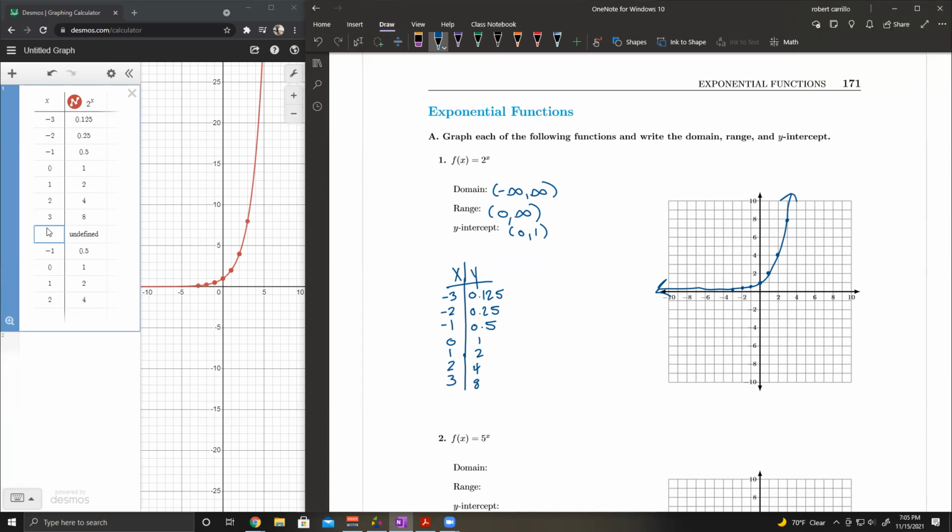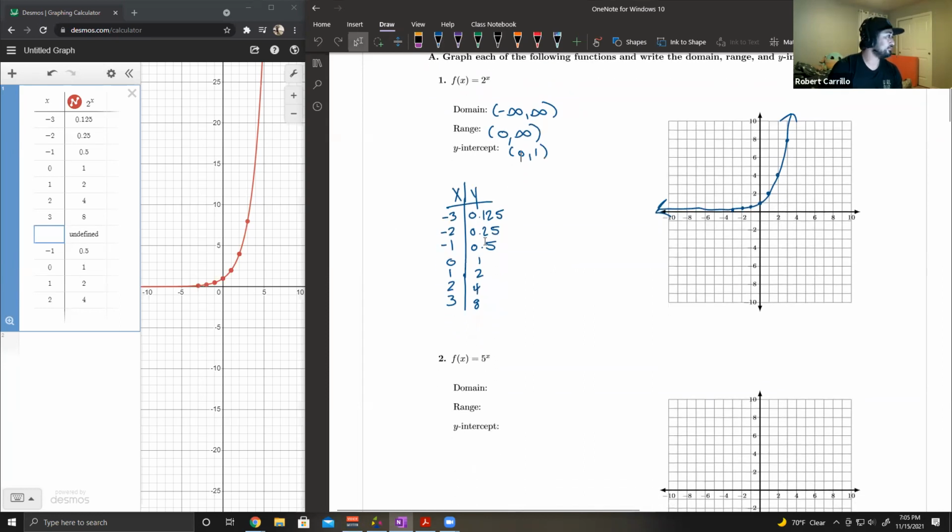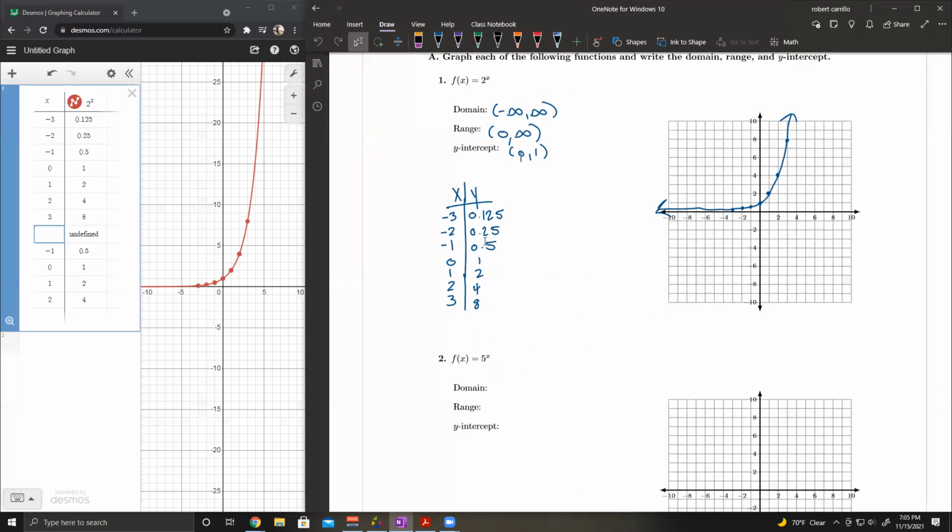Functions in this form, like 2 to the x, 3 to the x, and the next one, 5 to the x, are all going to look really similar. Any questions on number 1? Everybody good with that? Yeah, I think we're good.